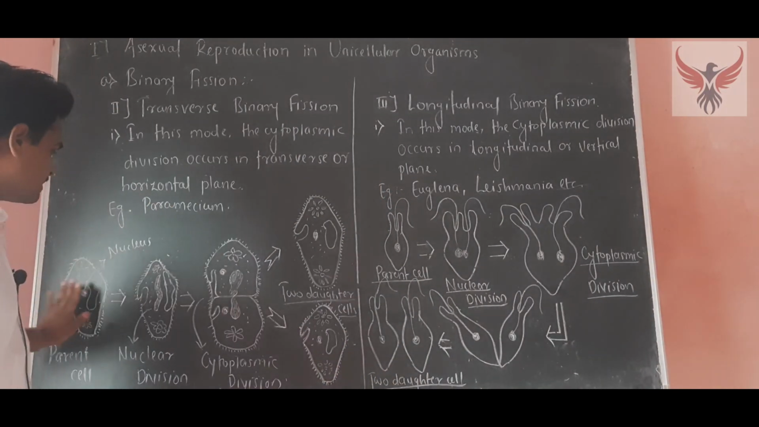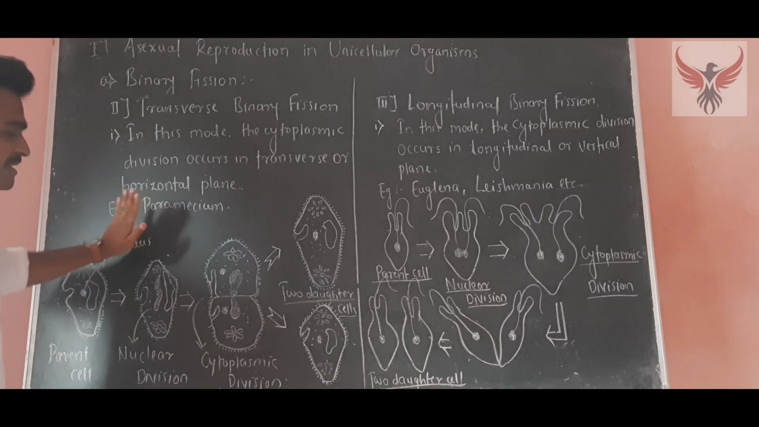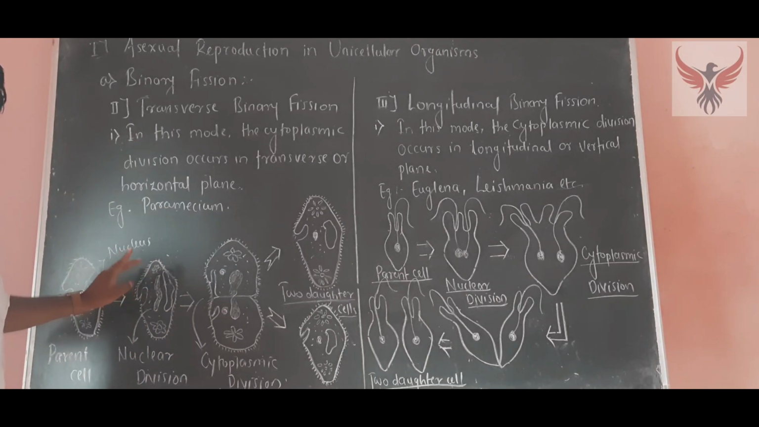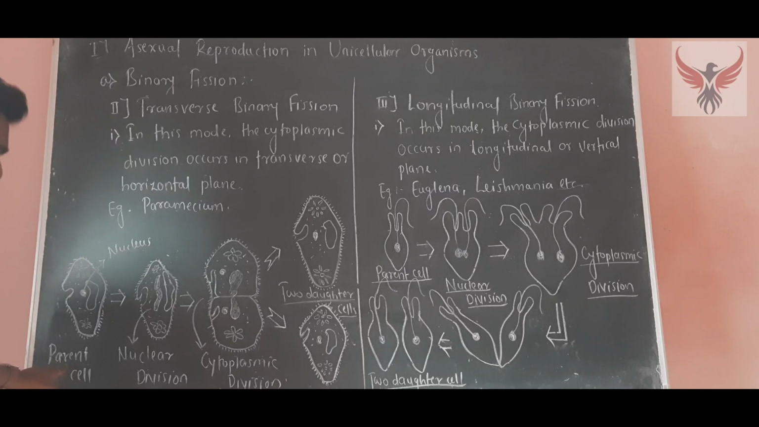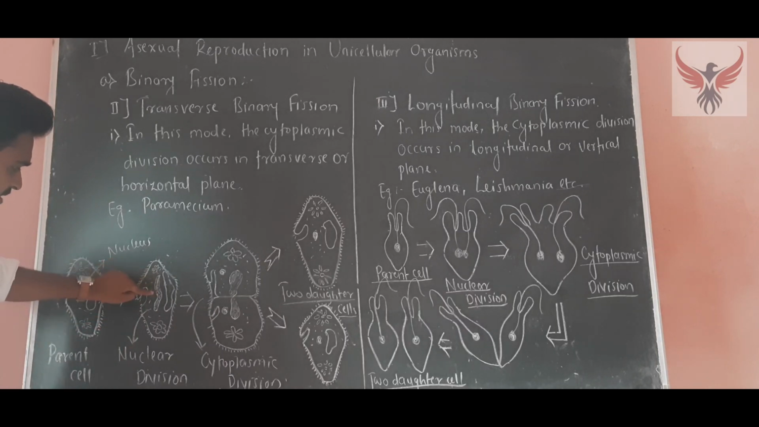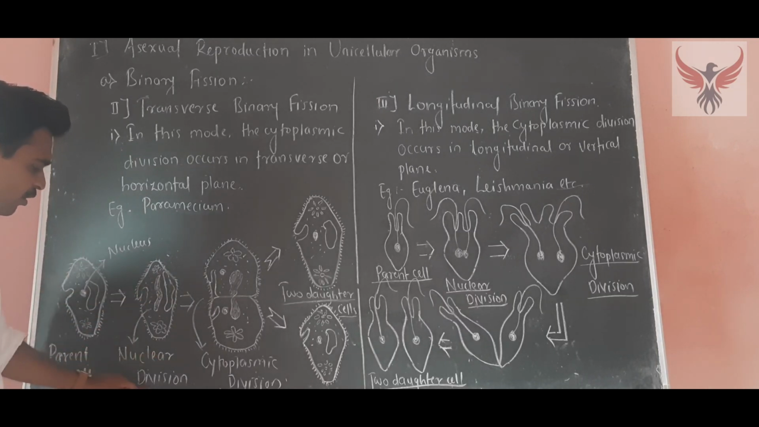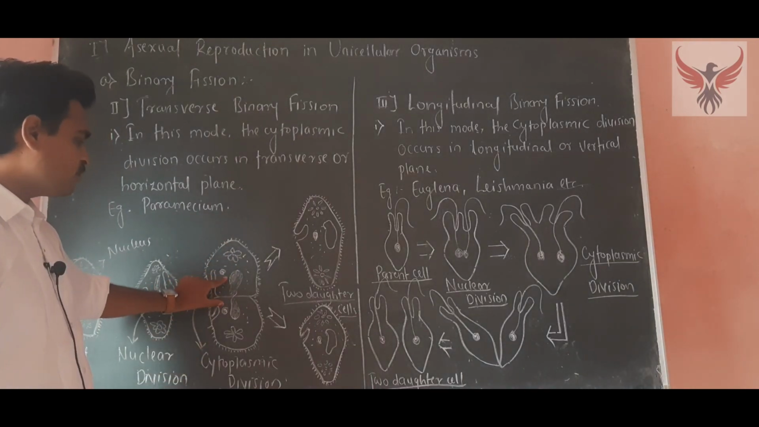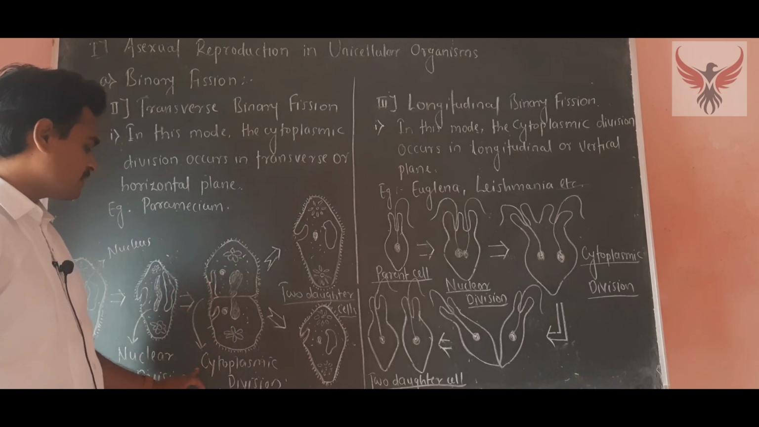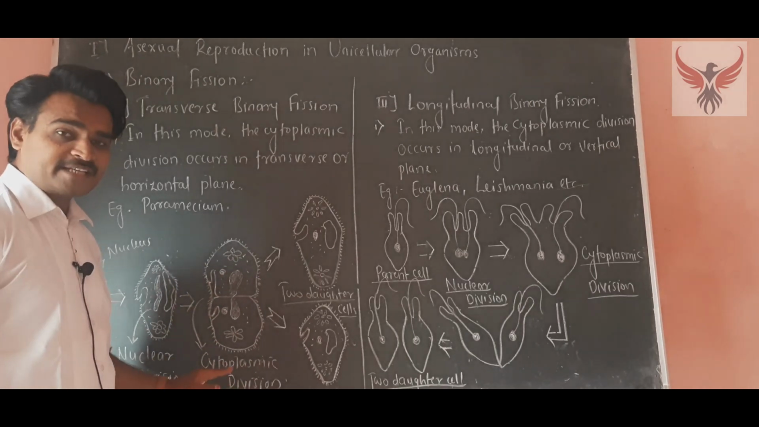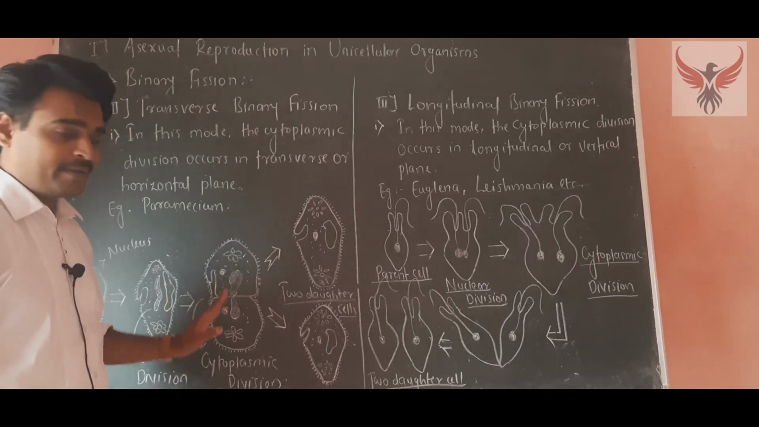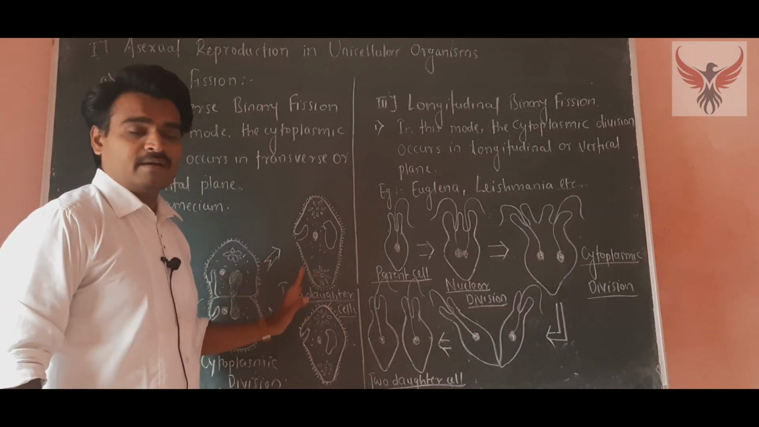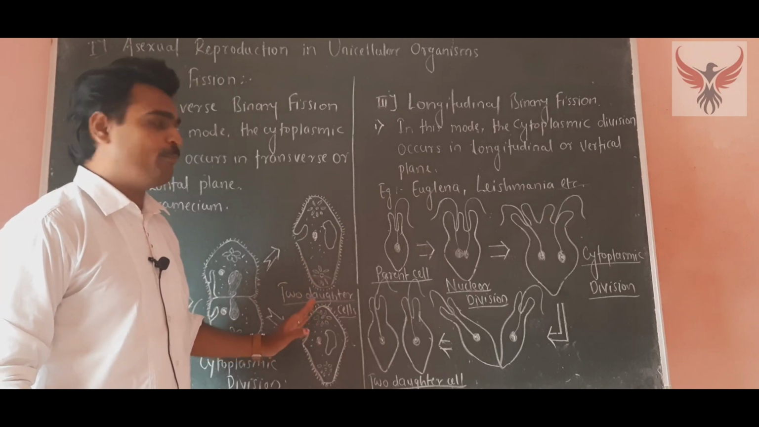Here is the diagram of paramecium showing transverse binary fission. At first, this is the parent cell, and this is the nucleus of the parent. In the second step, the nucleus undergoes division, that is nuclear division occurs. In the third step, along with nuclear division, cytoplasmic division also occurs. That's why the third diagram indicates the cytoplasmic division of the paramecium, and in the fourth diagram we can directly see the two daughter cells of paramecium.